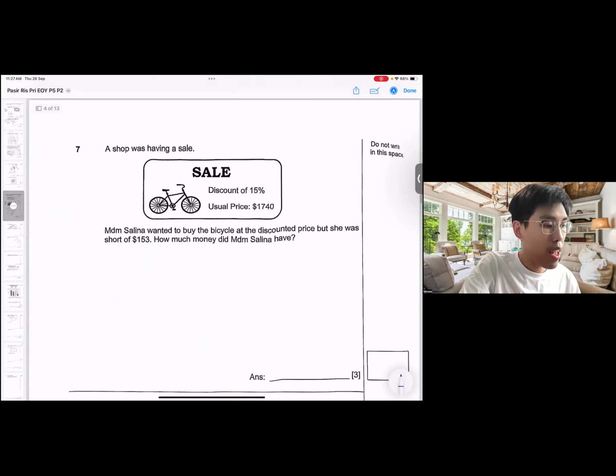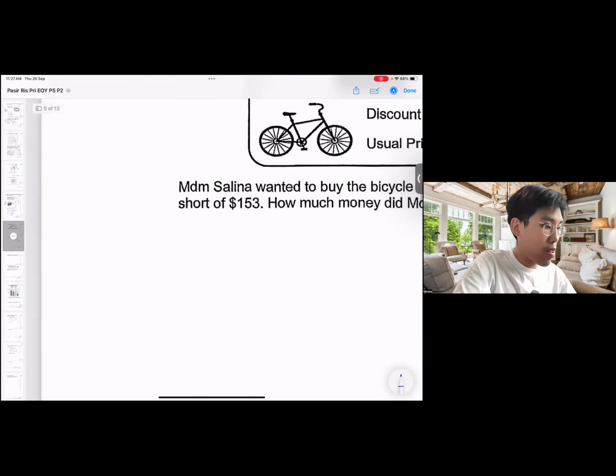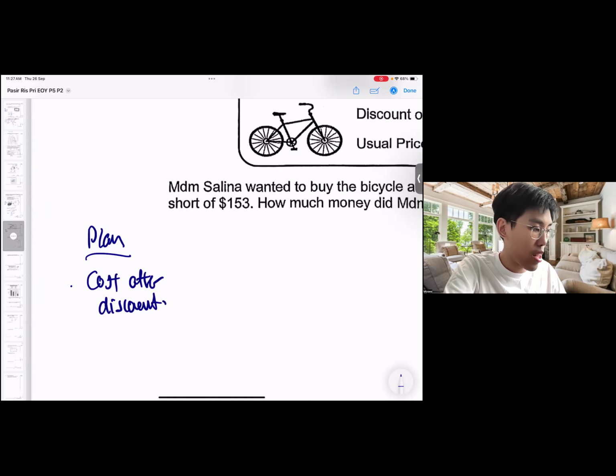Okay, next. 7. A shop was having a sale. Discount 15%. Usual price 1740. Madam Salina wants to buy the bicycle at a discounted price, but she was short of 153. How much money did Madam Salina have? Quite straightforward. Once again, let's do up a plan. We say that she's short of money. We must know how much she is targeting to buy. So we must know the discounted price, the cost after discount. Then we find how much she has.